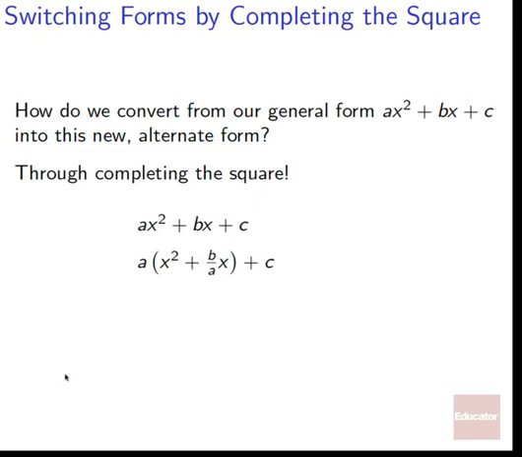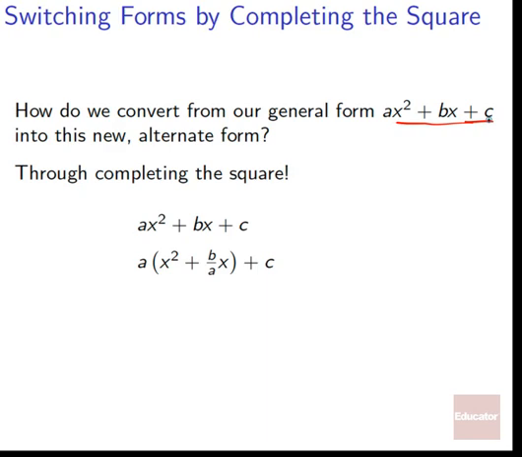How do we convert from our general form, ax squared plus bx plus c, into this new alternate form? We're used to working with things in the form ax squared plus bx plus c. So we might want to be able to convert from ax squared plus bx plus c into this new form that seems to give us all this information.